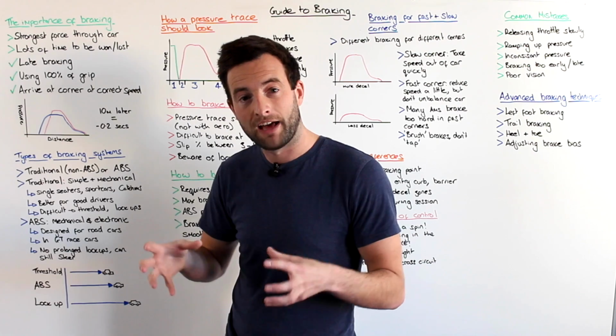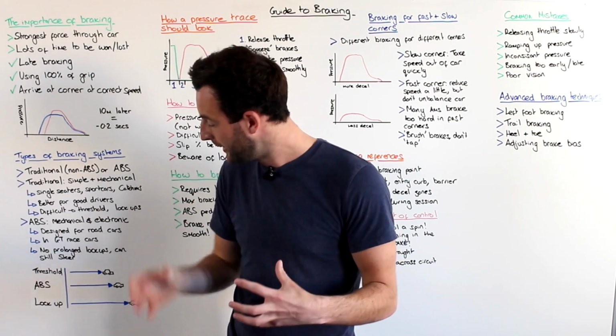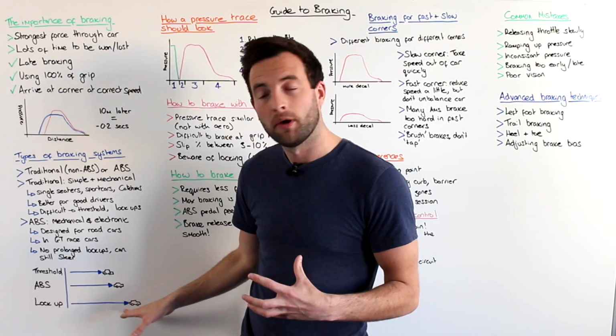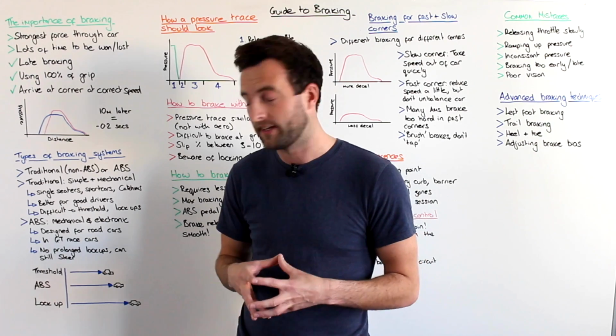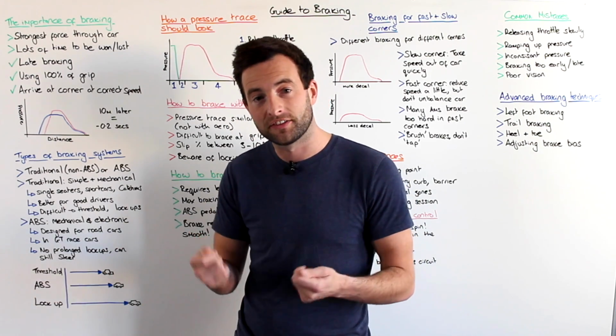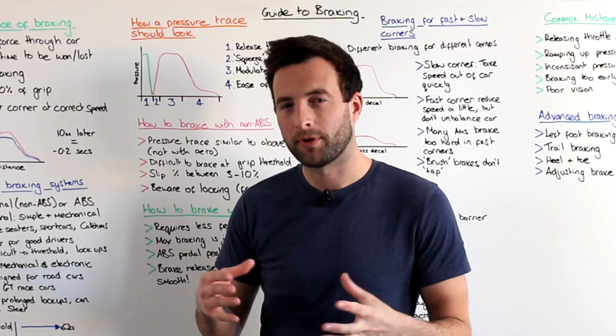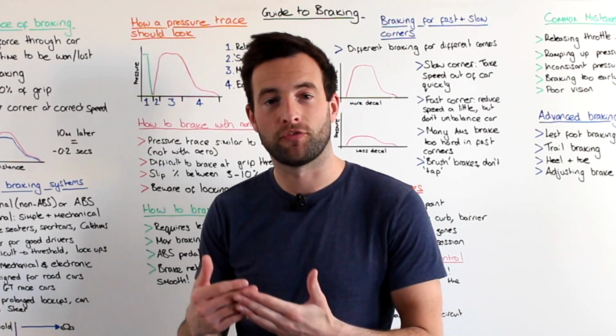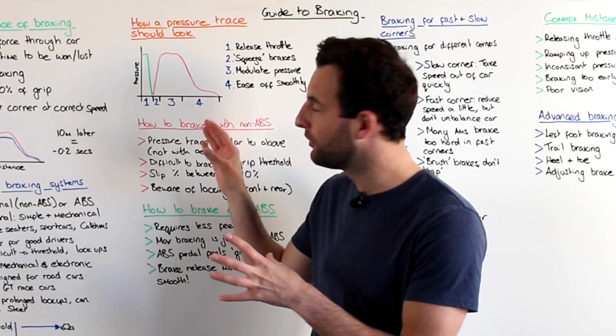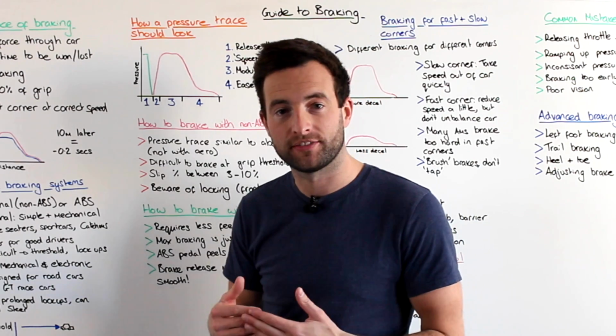The wheels have stopped rotating, they've locked up, and we go beyond both the ABS and the threshold braking distances here. And the driver won't be able to steer because the tyres are locked up. So now we're going to take a quick look at the different phases of the braking area and also how a braking trace should look.